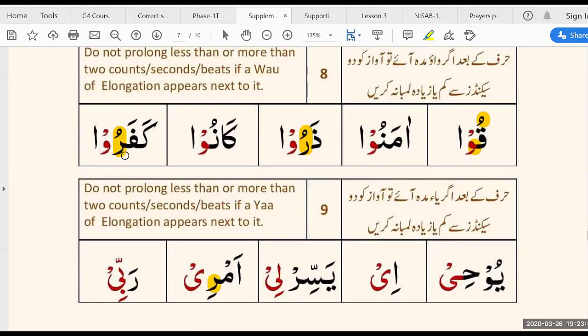Okay. So now we will move on to ya. So ya of elongation, do not prolong less than or more than 2 counts, seconds, or beats if a ya of elongation appears next to a letter carrying a dhamma stroke. Sorry, that was vowel of elongation. If it is preceded by a letter carrying a kasra stroke. Okay. So can we have another student to go through these examples?